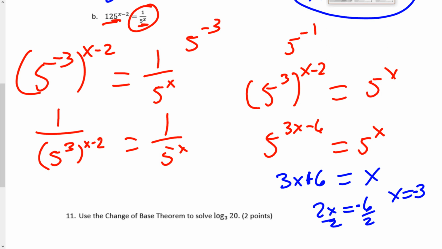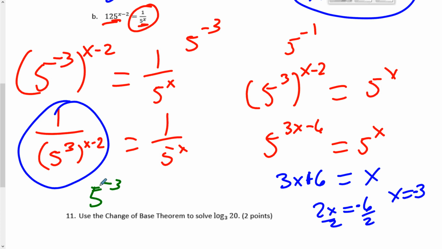Nope, what I did wrong was right here. I should have left this. I shouldn't have moved it down, because this is not correct. So this should stay as 5 to the negative 3 raised to x minus 2. It should stay there, and it should equal 5 raised to the x, sorry.